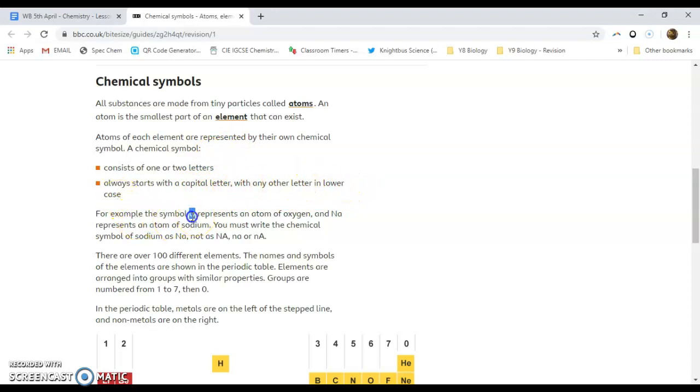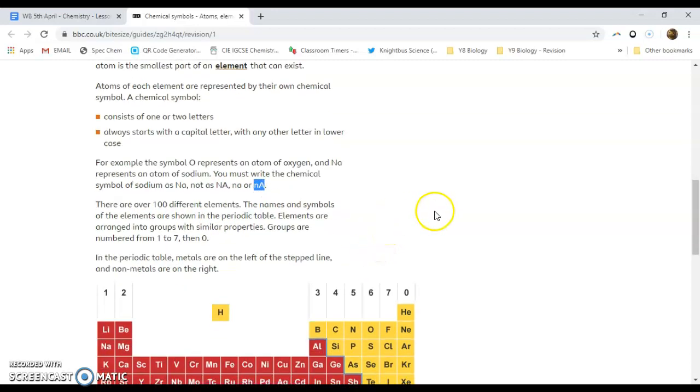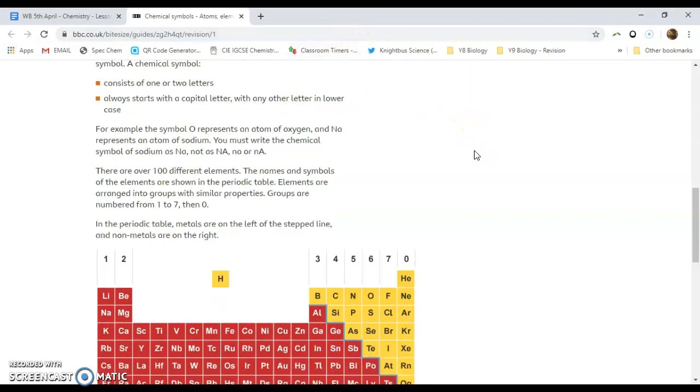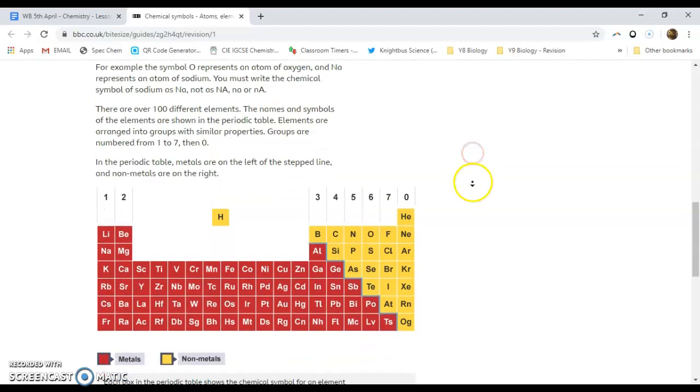For example, the symbol O, and another example, the symbol Na. Please make sure that you don't write it as N, capital A, or small n, small a, or small n, big A. We need to make sure that you know how to write the element symbols, because when we do your tri-weekly assessment, we need to make sure that there are no mistakes at all.